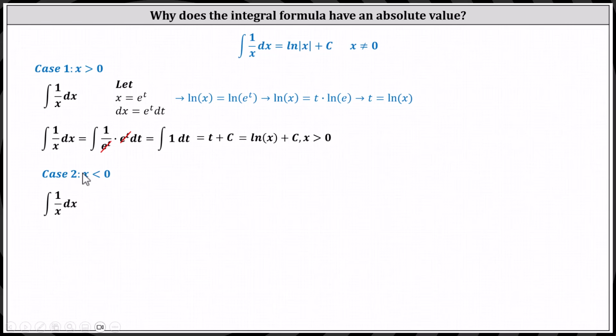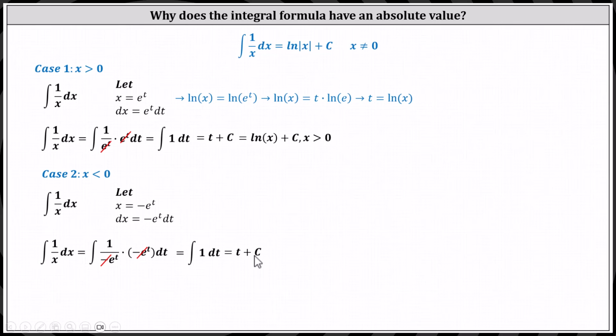So now we'll consider the second case where x is less than 0. Because x is always less than 0, we will now let x equal negative e to the t, which is always going to be less than 0, giving us dx equals negative e to the t dt. And now I perform substitution again. x equals negative e to the t, dx equals negative e to the t dt. Simplifying, negative e to the t divided by itself simplifies to 1. We have the same simple integral of 1 dt, which equals t plus c.